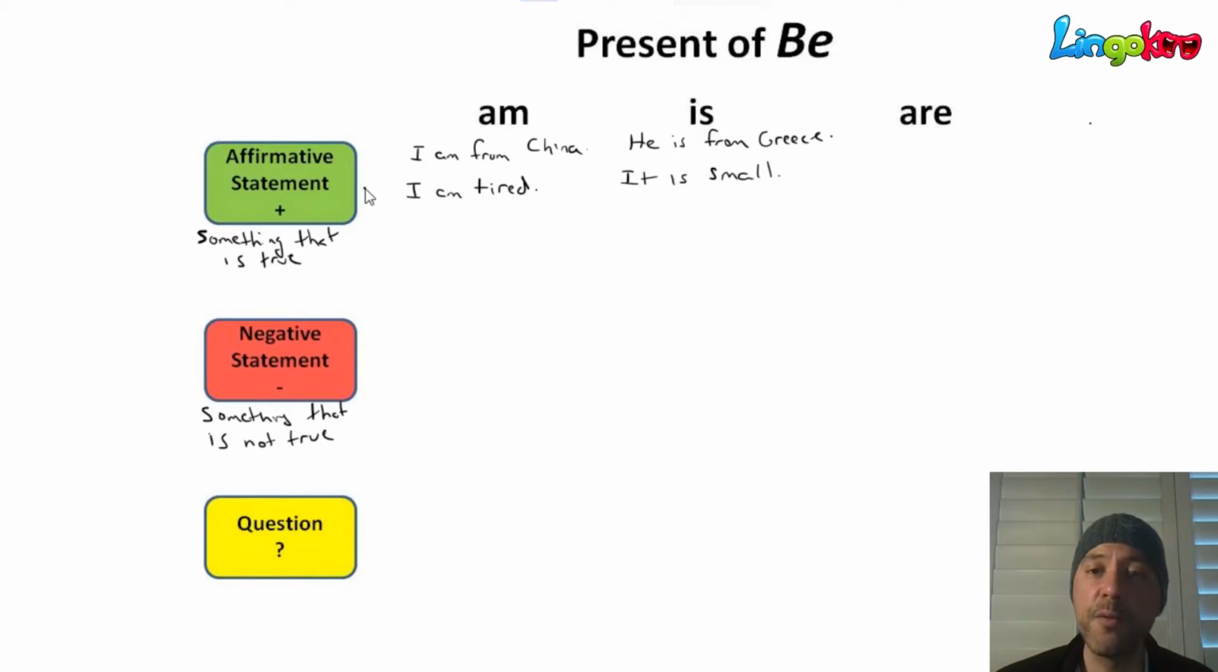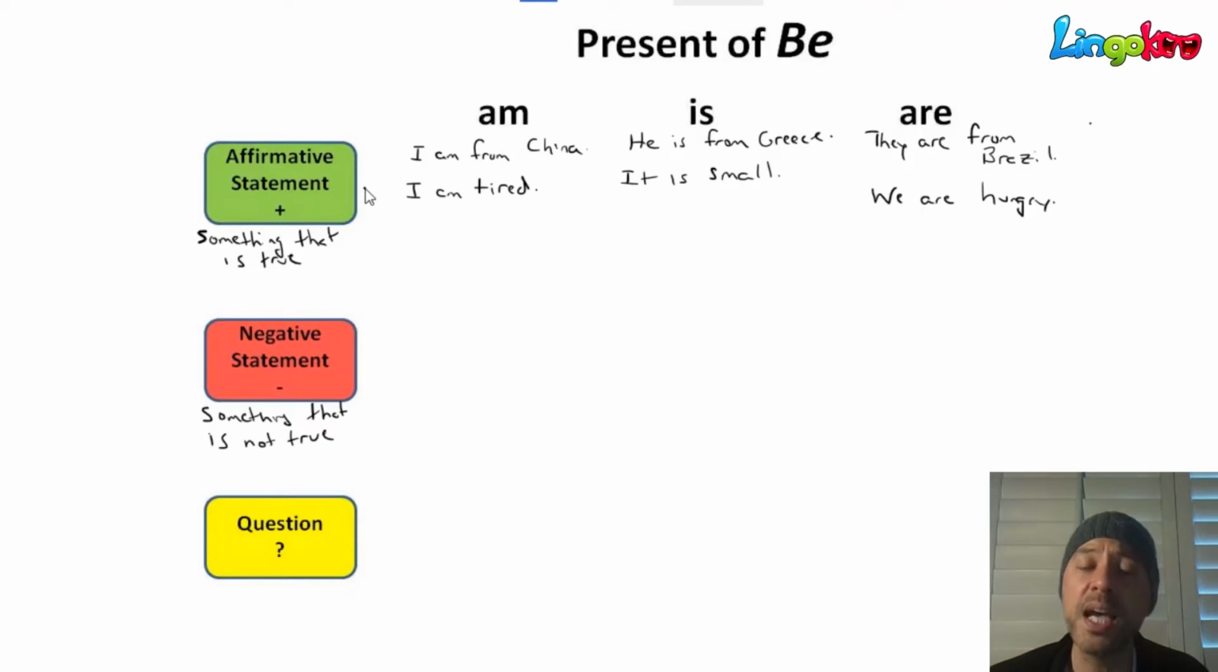Then for the are, I could write they are from Brazil. Or I could also say we are hungry. So all of these sentences are examples of affirmative statements using the present of the be verb.